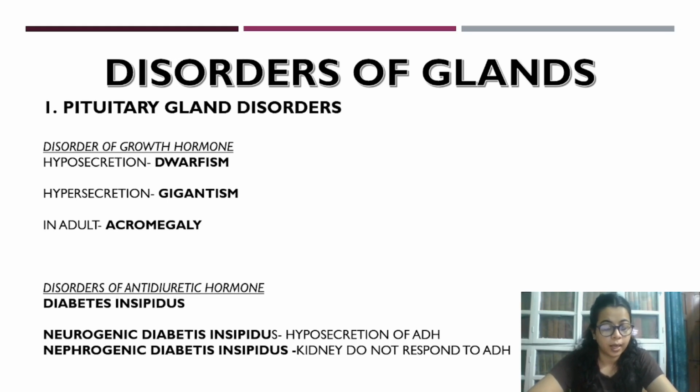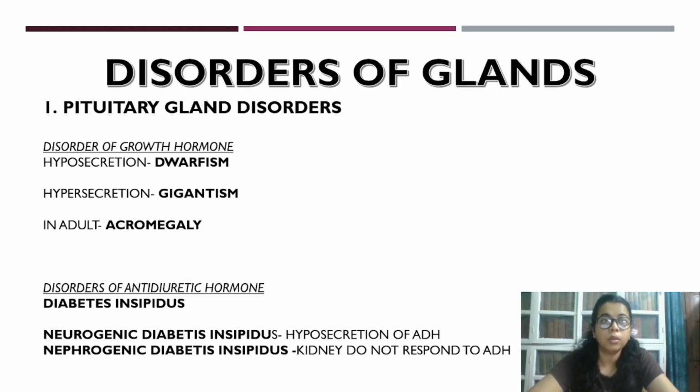So in diabetes insipidus, if there is no ADH receptor, diabetes insipidus will occur. If there is hyposecretion, meaning the ADH secretion is less. What is ADH? We have already discussed that part. And if the kidney does not respond to ADH, then it forms nephrogenic diabetes insipidus.